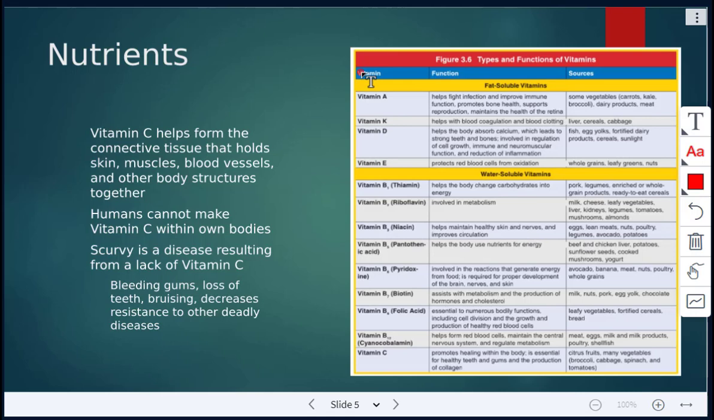So for example, vitamin C is an example right here at the bottom. It helps form the connective tissue that holds our skin, muscles, blood vessels, and other body structures together. So it's a very important vitamin. Humans cannot make vitamin C within our bodies, so we have to get it from our food. A disease you've probably heard about before, scurvy. It's a disease that is resulting from a lack of vitamin C, and some symptoms are like bleeding gums, loss of teeth, bruising. It also decreases resistance to other deadly diseases. So you probably heard of this before in social studies as well.